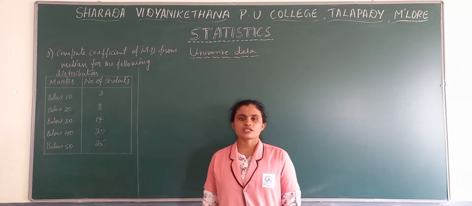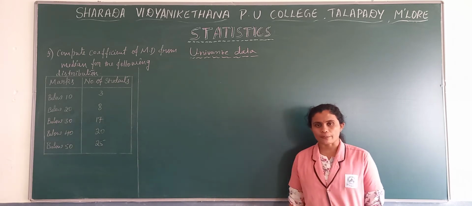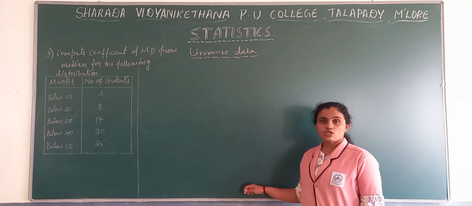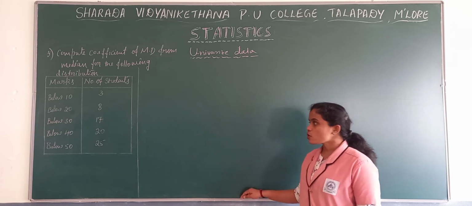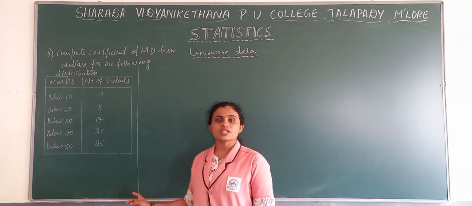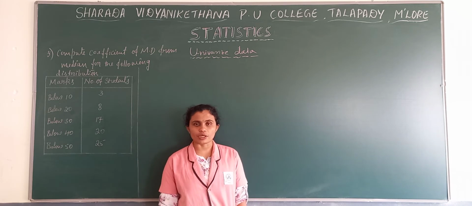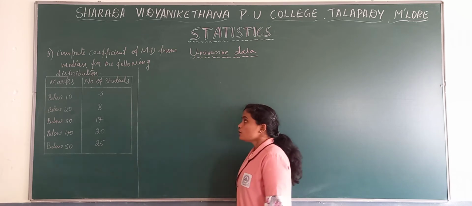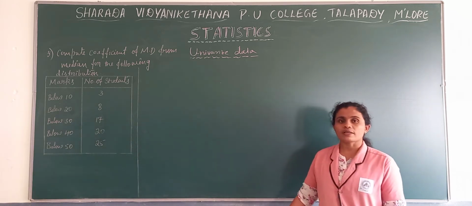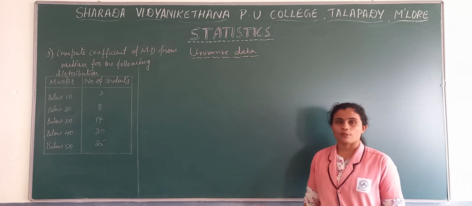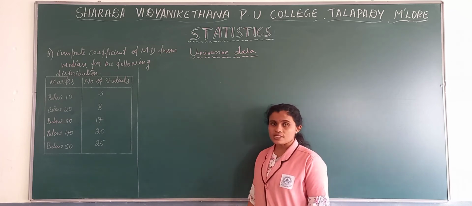In the last session we discussed mean deviation from median. Under that we discussed two problems, one of ungrouped data and one of ungrouped discrete data, and how to find the mean deviation from median. Today we will discuss one more problem under mean deviation from median, the last problem, that is grouped continuous data.